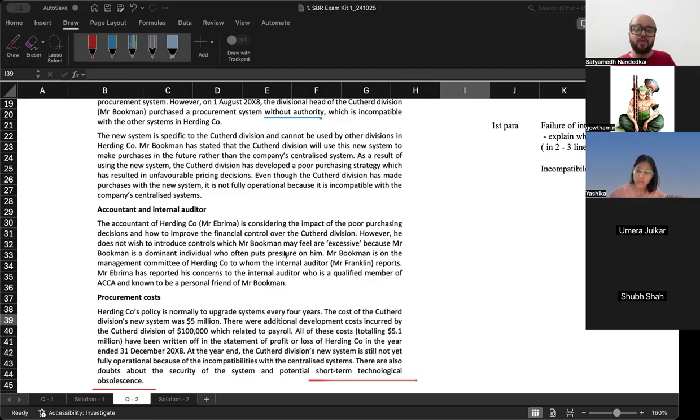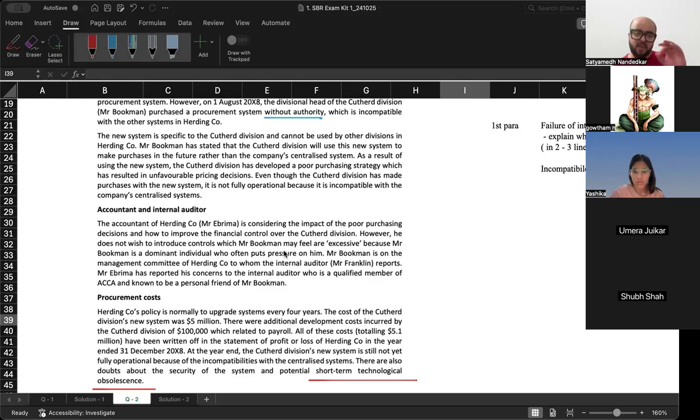And Mr. Ebrima should also calculate the financial impact of the action. And he should report the issue to the internal auditor or the management. And if he believes that management is also involved or management's integrity is in question, he should report the issue to those charged with governance. Okay. And that is not all.